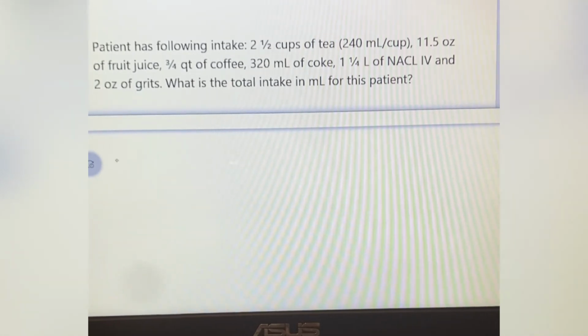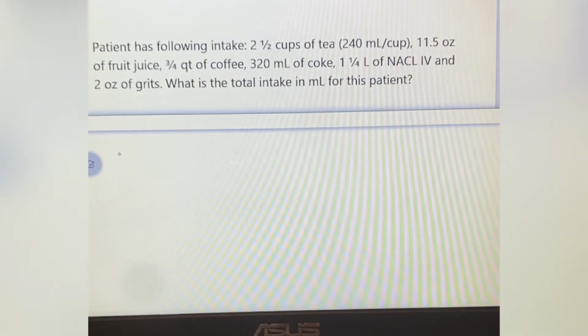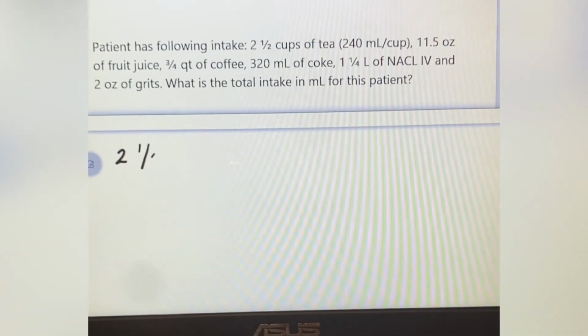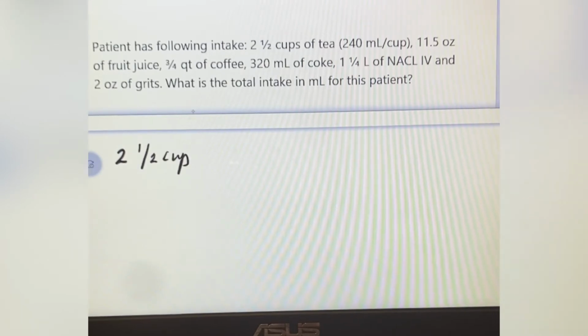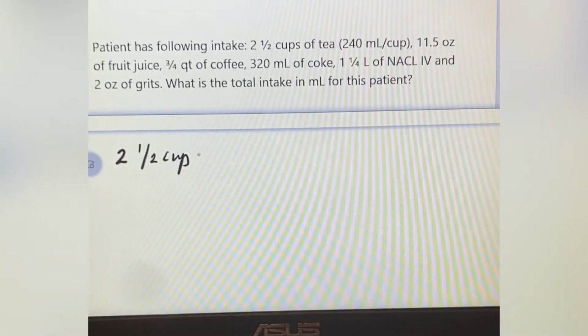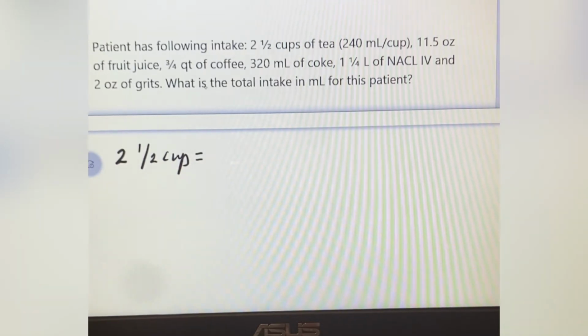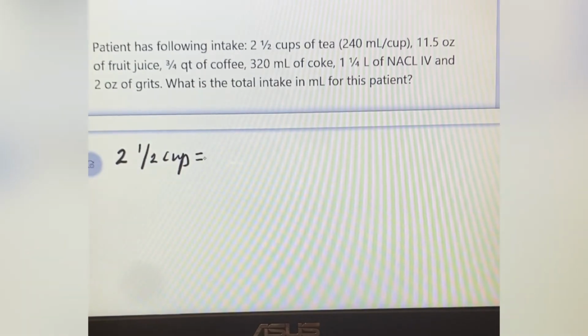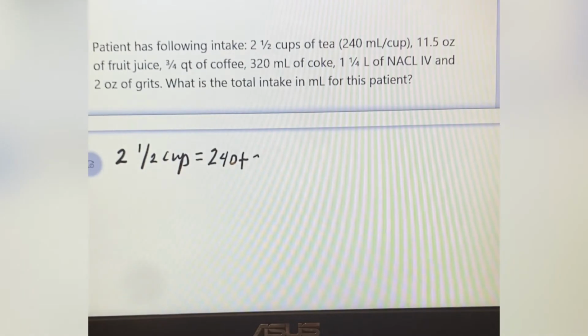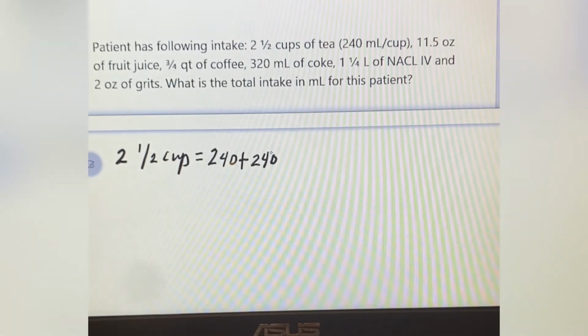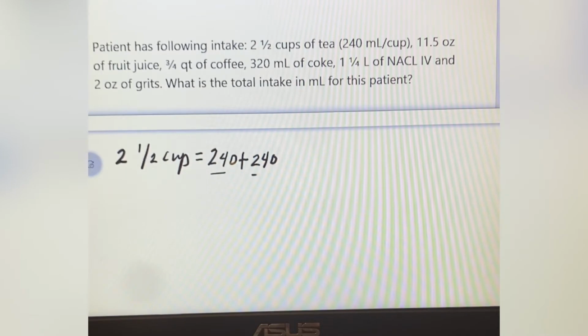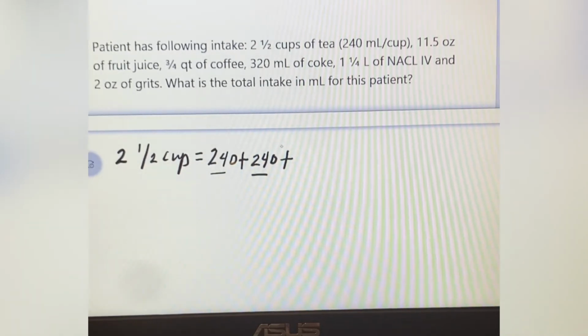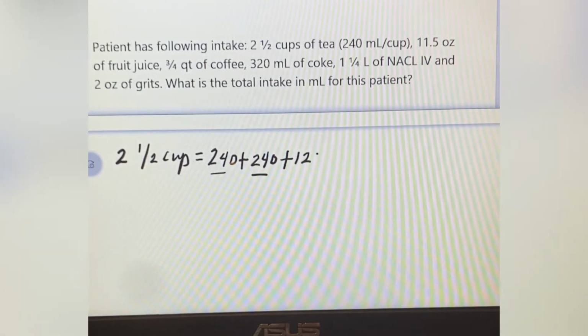Let's answer. Two and 1/2 cups. This one is 240 ml per cup. Means this one is 240 plus 240. This is 1 cup, 1 cup. And then plus, how about the 1/2 cup? How much? Half of 240 is 120.